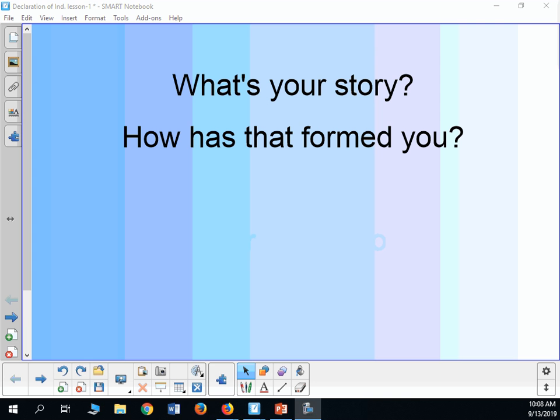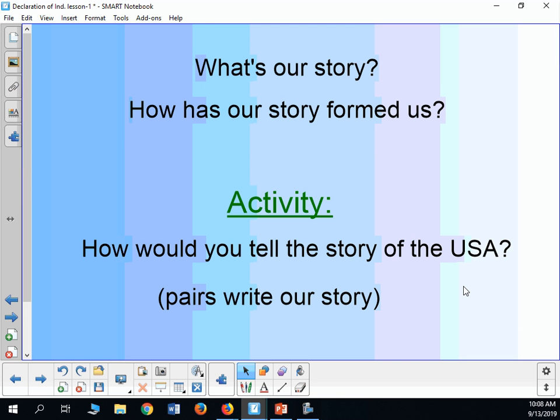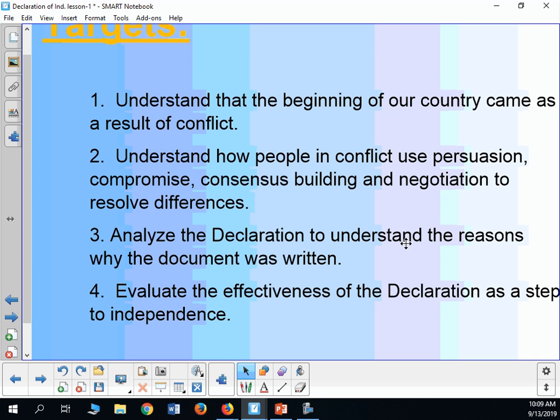So let's look at the notes for this chapter. We talked about and did an activity that talked about your story. That was the snapshot autobiography, which if you have not turned it in, needs to get turned in. And then the next thing we looked at was a small activity that we did in pairs about you telling the story of USA. Again, if you do not have that grade, you need to be checking on how to complete that.